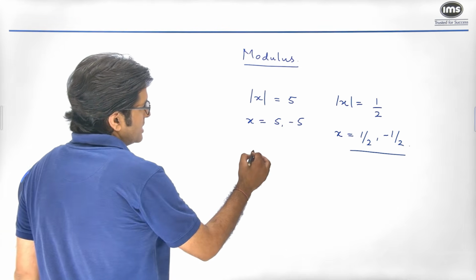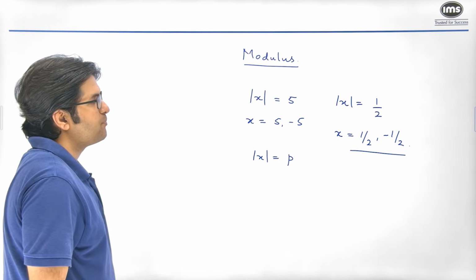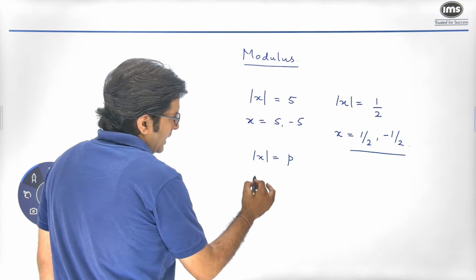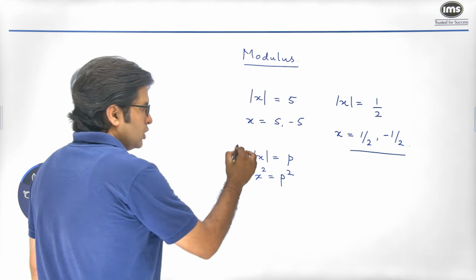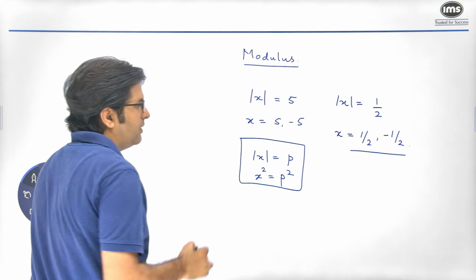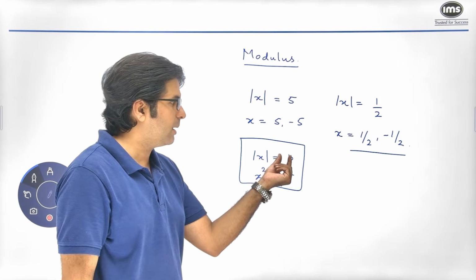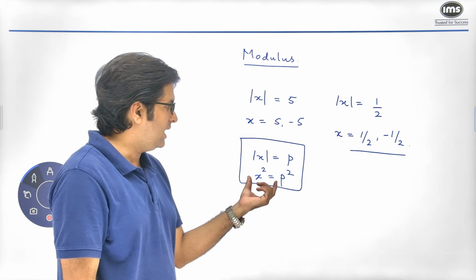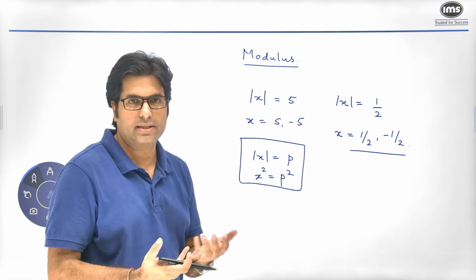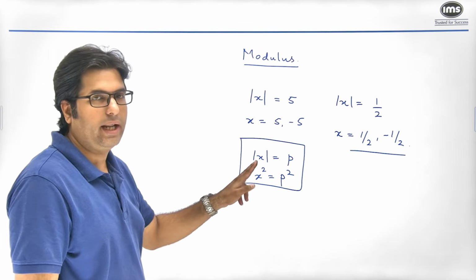The second part is if modulus of x is equal to any number, let's say p. So if modulus of x is p, then if I square both sides, I can always say x square is equal to p square. So remember this, wherever required, we can replace modulus of x with another variable p so that we don't have to really deal with modulus, and then we can square so that squares can be used in normal operations. That is one important part that we can take into account.